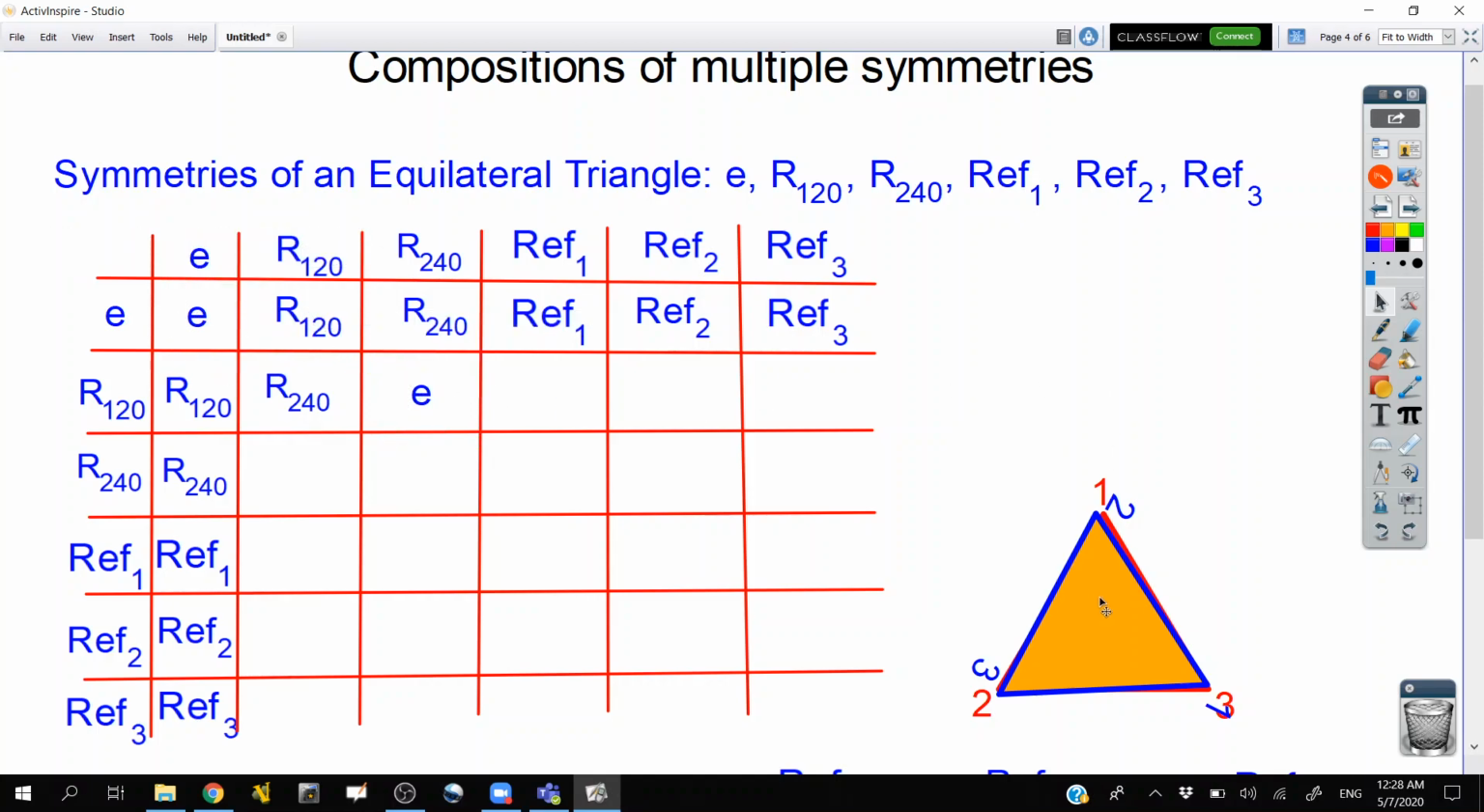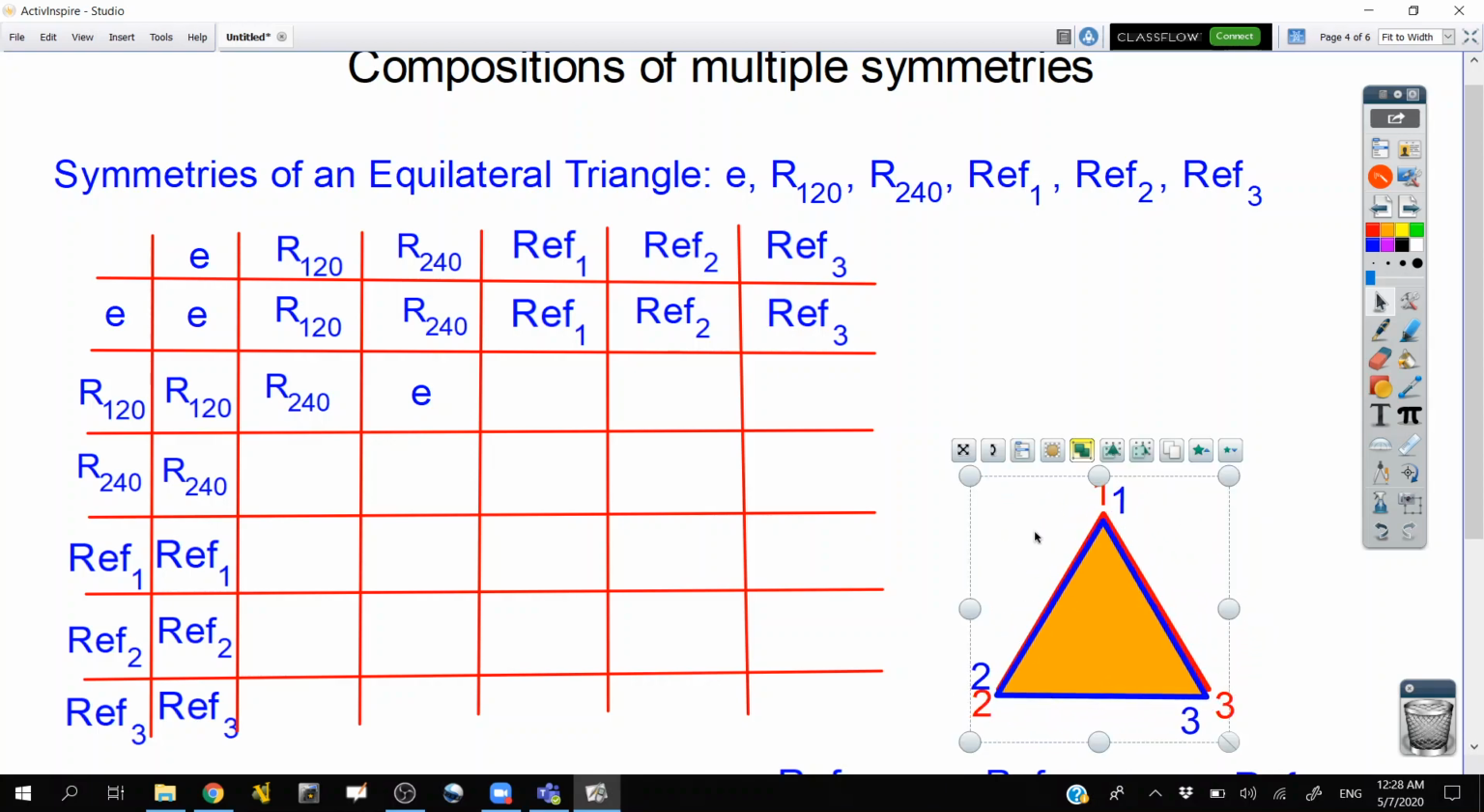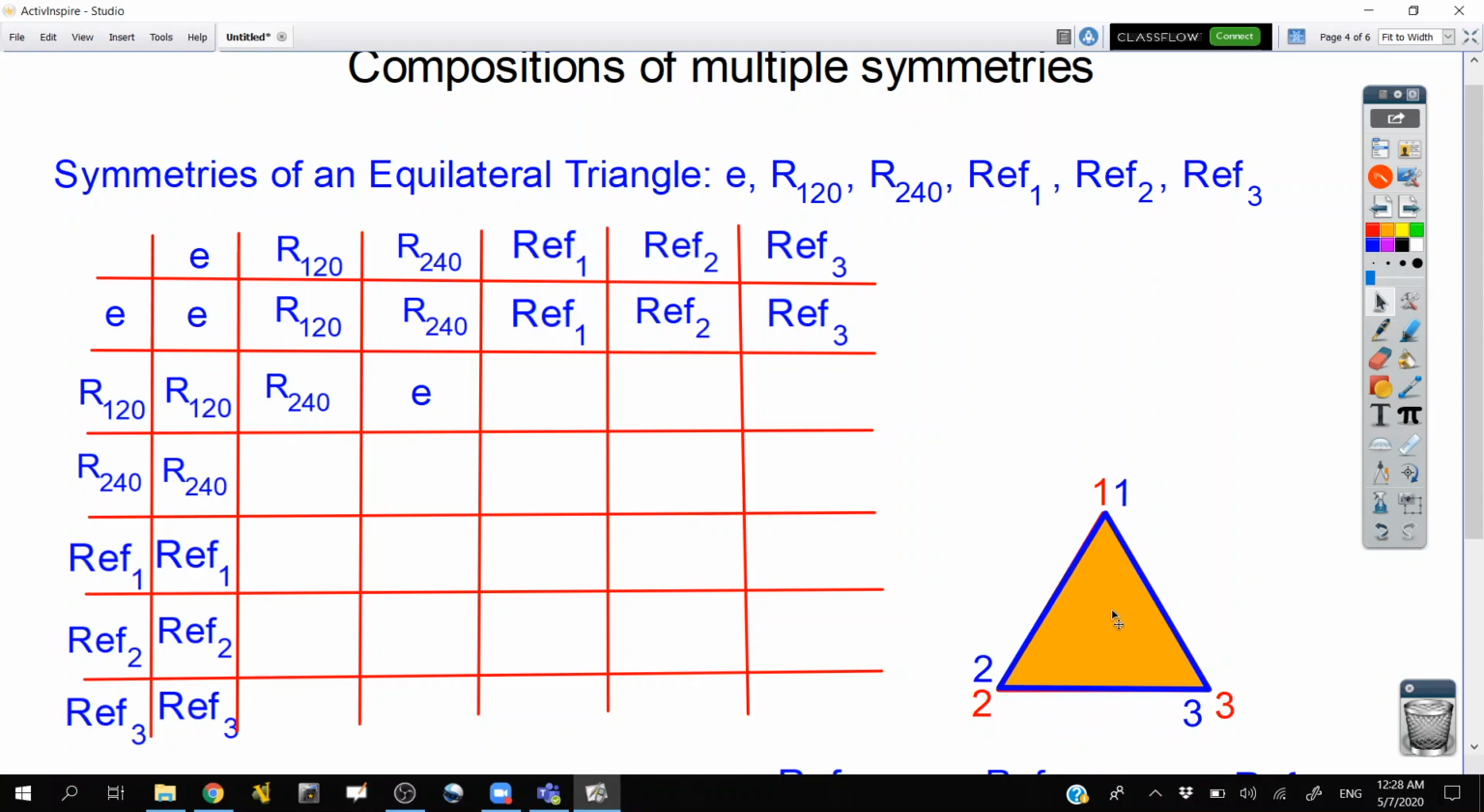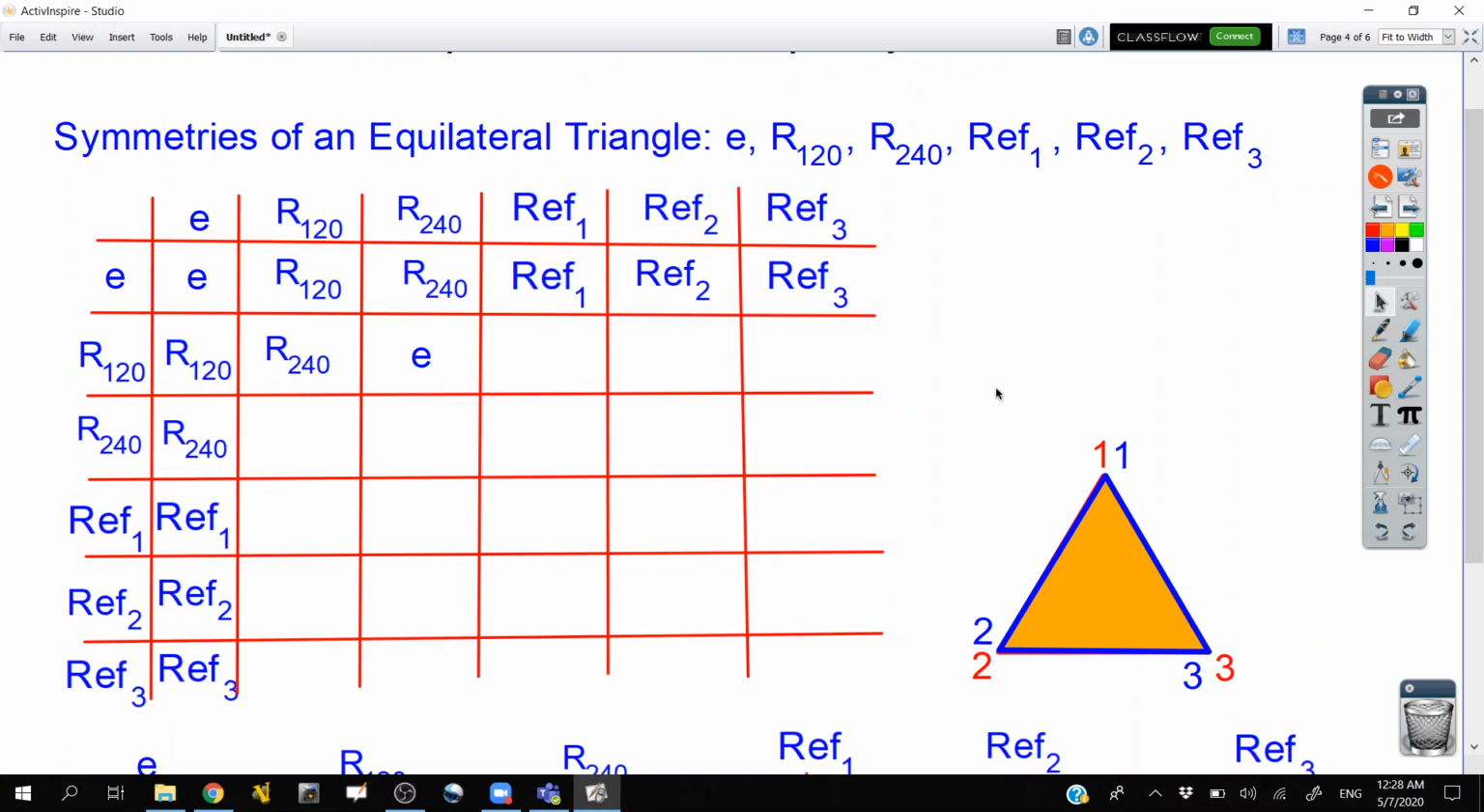It's where I started, but I could look at that. Here's a rotation of 240, and if I go another 120, I end up where I started. Let's look at the interesting ones, and then I'm going to ask you guys to try to go ahead and complete the table. Let's look at, for example, reflection 2 and then rotating 120.